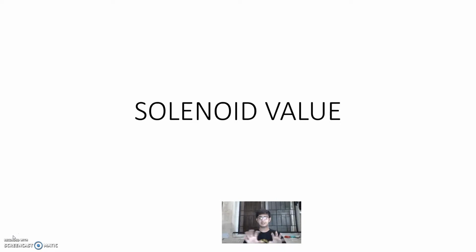If we split the two words, let us understand what a solenoid valve is. Solenoid valve consists of two words: first is solenoid and second is valve. Solenoid, all we know from our basic electrical, is that if we have a soft core iron and wind it with a copper winding, it becomes a solenoid.